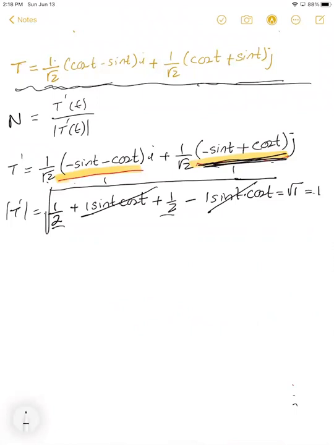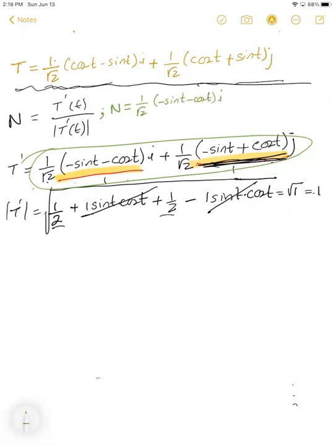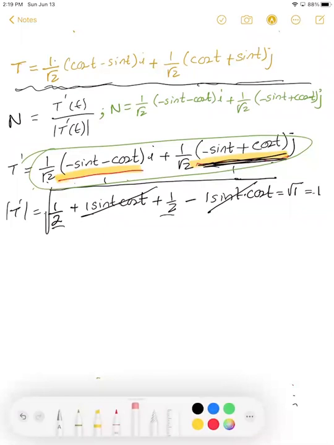So therefore, our normal vector N is just going to be 1 over square root of 2 times minus sine t minus cosine t, i, plus 1 over square root of 2 times minus sine t plus cosine t, j. That is the principal unit normal vector.